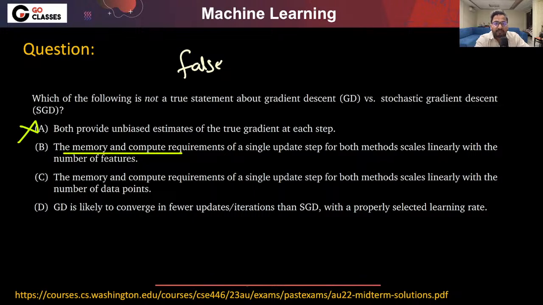The memory and computational requirements for a single update for both methods scale linearly with the number of features. So they are saying that the memory... this is a good option. If we are increasing the features, then what will happen in the single update? Tell me. Just think about it.